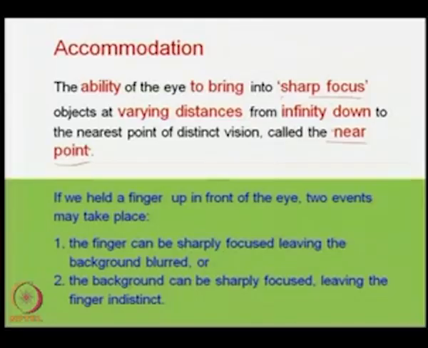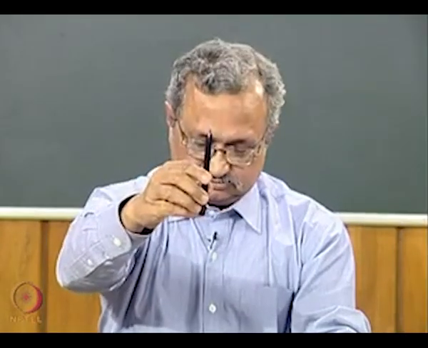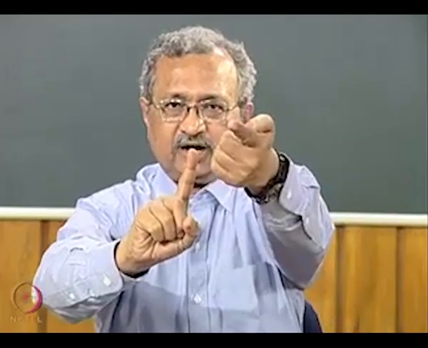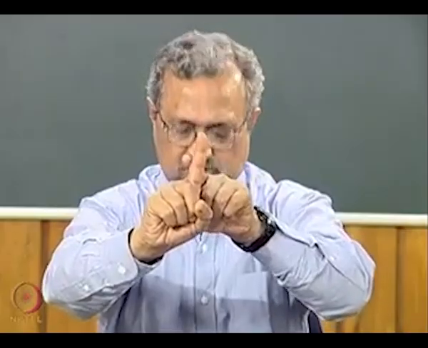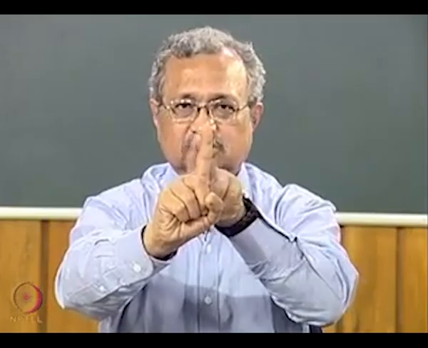Now, it is seen that if we hold a finger up in front of the eye, two events may take place. If we put a finger in front of our eyes, then either this finger can be seen sharply if we focus on it and the background will be blurred. If we focus on the background, then this finger will not be seen sharply, at least two fingers or something will be appearing. So, these are the cases.